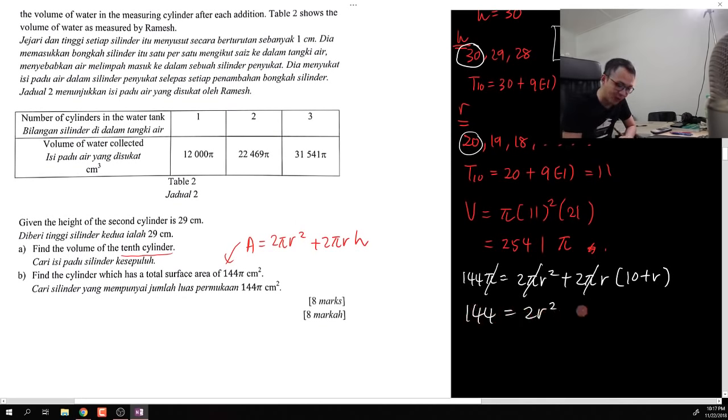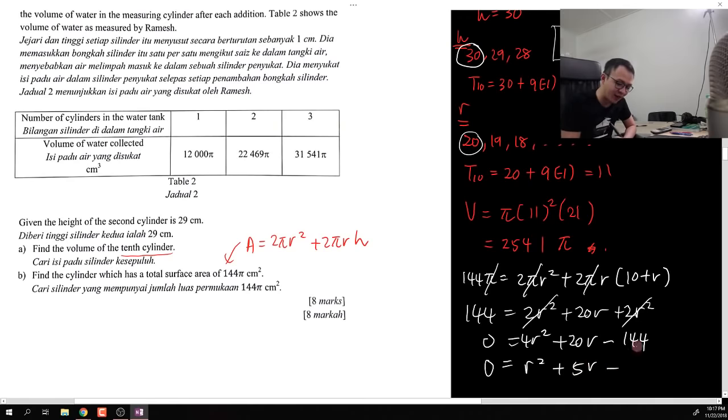144 equals to 2r squared. Then 2r multiplied by 10 is 20r. 2r multiplied by r is 2r squared. So 2r squared plus 2r squared, I have 4r squared plus 20r plus 144 equals to 0, minus 144. Alright, don't make careless mistakes like I do. So divide 4 for every single one. This is 5r. This one divided by 4 will be, oh my god, 144 seems I cannot divide by 4. Yeah, can, nice. This one will be 36.